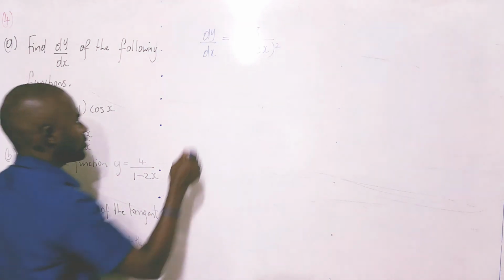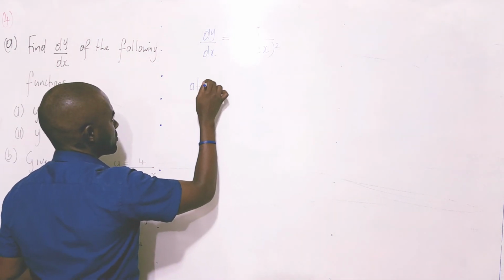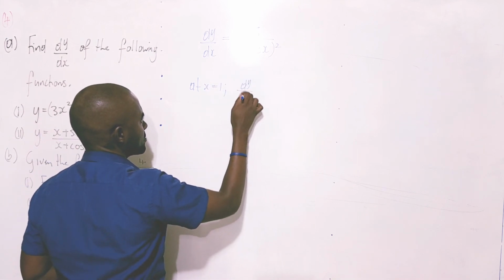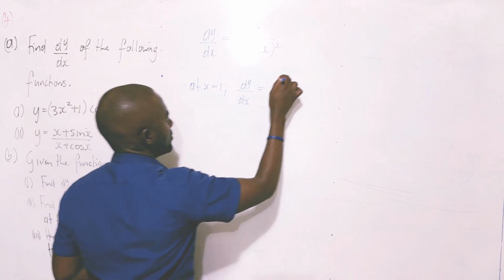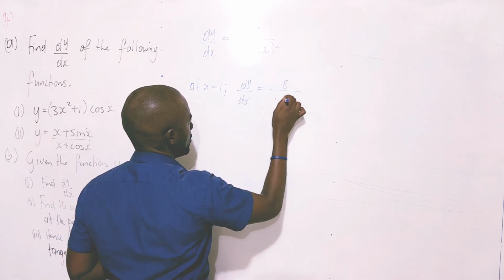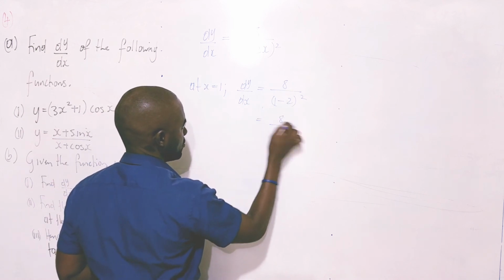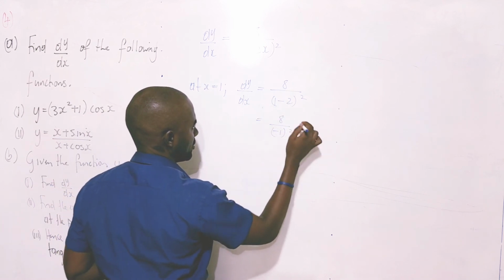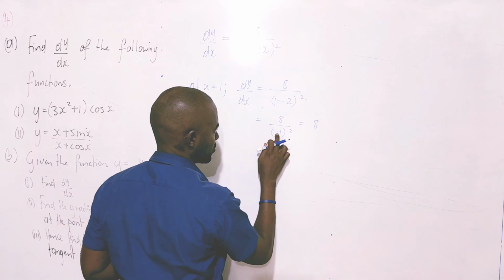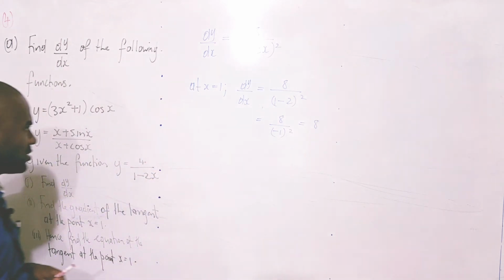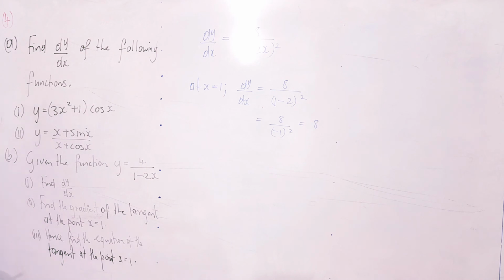So at x equals 1, dy by dx is equal to 8 over (1 minus 2) squared, which gives us 8 over (minus 1) squared. Since (minus 1) squared is 1, 8 divided by 1 gives us 8. So at x equals 1, the gradient of the tangent to the curve is equal to 8.